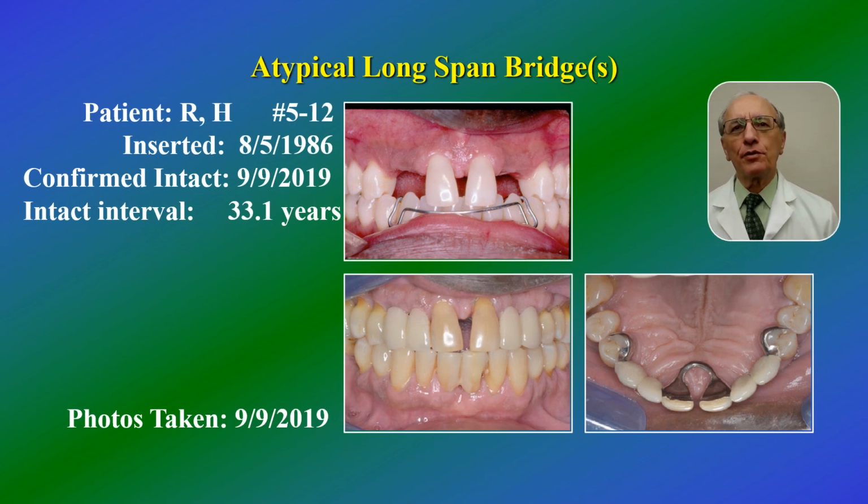This patient illustrates an atypical application. Despite prior orthodontic treatment, the patient did not want the midline space closed, nor did he want it closed restoratively. The palatal connection of the 2 segments was included to prevent further widening of the space, that is to say, to serve as an orthodontic splint. Note the intact interval of 33 plus years.